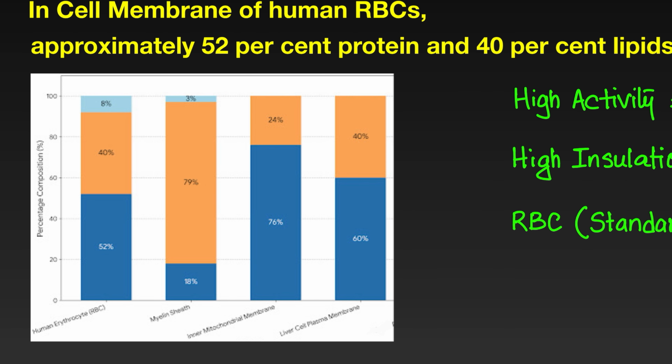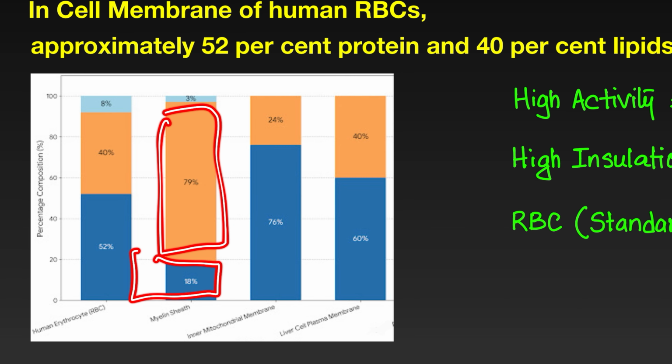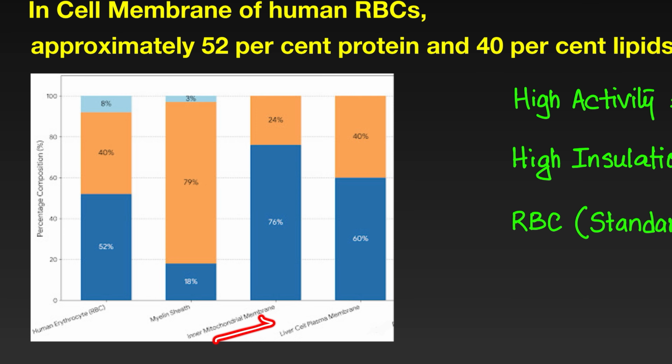Here we can see that the lipids in this chart are denoted by this orange part, and the protein components are denoted, the percentages are denoted with the blue color. Now here we can see that the myelin sheath contains a considerably high amount of lipids compared to the proteins, whereas in the inner mitochondrial membrane, the proteins are much higher than the lipids.